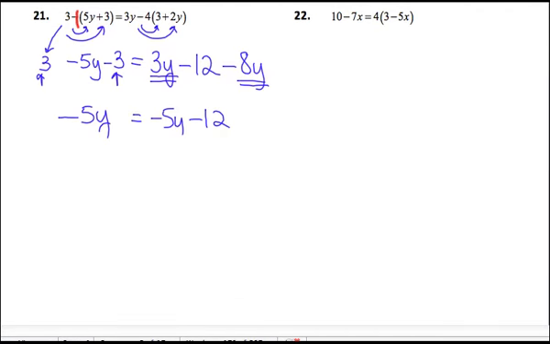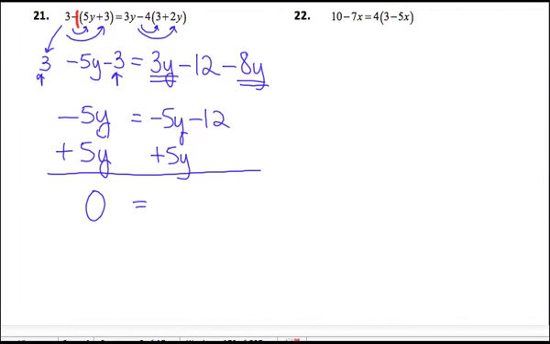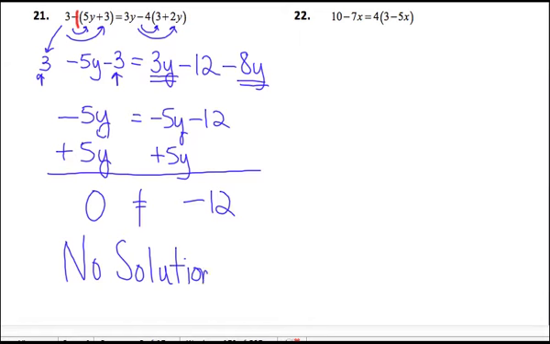Then let's say that you said, oh, I'm going to solve for y, so I'm going to add 5y to both sides. So you didn't notice something peculiar was going on, and you have 0 on the left, and oh look, the y's are gone over here too, and a negative 12 on the right-hand side. Oh my, this is not a true statement. 0 does not equal a negative 12. There is no solution to this problem. There is no way this would work. Let's see what the other problem will bring.